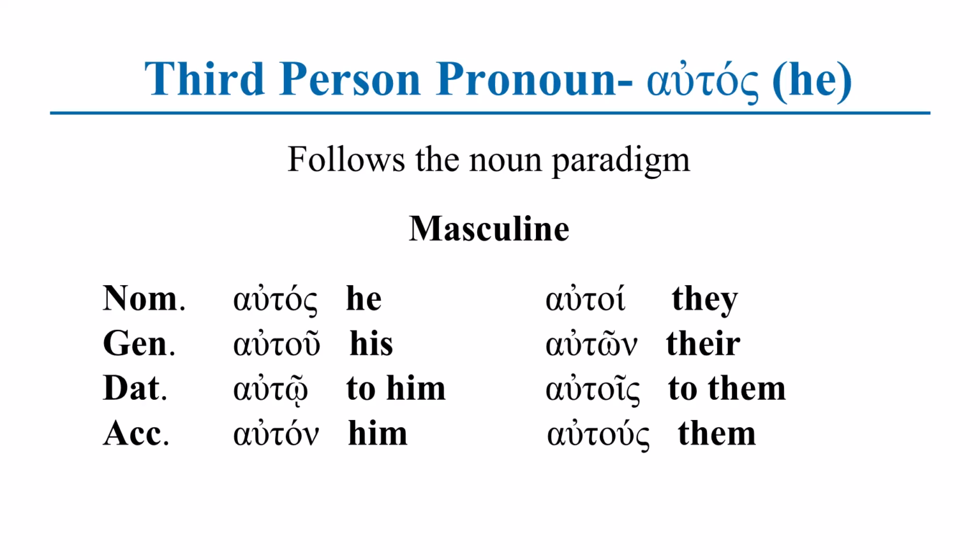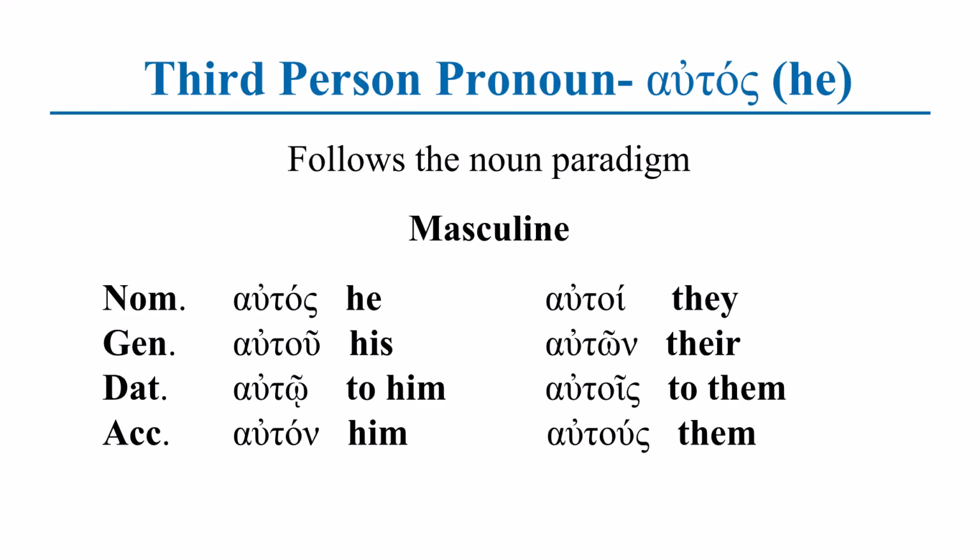In the dative, you have autō. Dative shows an indirect object. And we say the dative key is the word to. So you have autō, meaning to him. You have auton, meaning him. In the plural, you have autoi. And you can see that these are plural endings that are coming from the noun paradigm. And so if you have mastered the noun paradigm, you can see the similarities there.